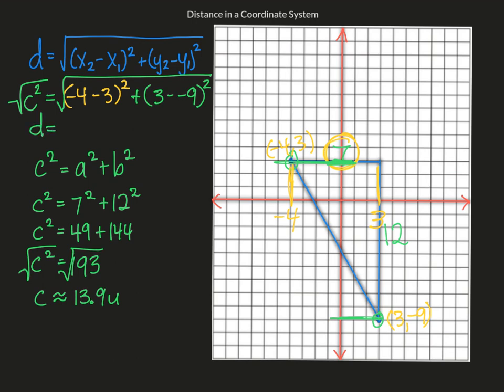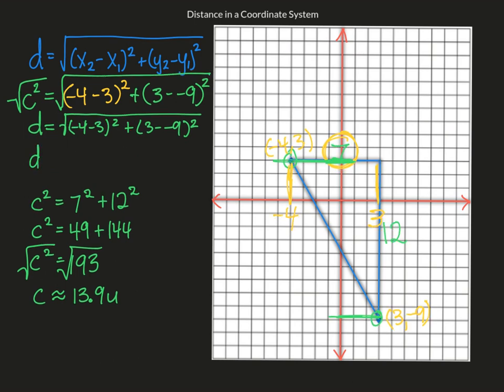So the distance is going to equal the square root of negative 4 minus 3 squared plus 3 minus negative 9 squared. And you can see that the distance would be the square root of negative 7 squared plus 12 squared. And you can see already that it's becoming what we've already done.